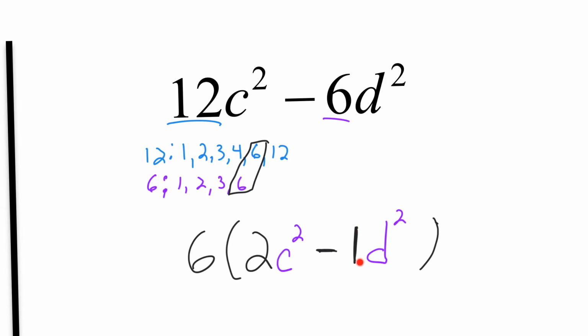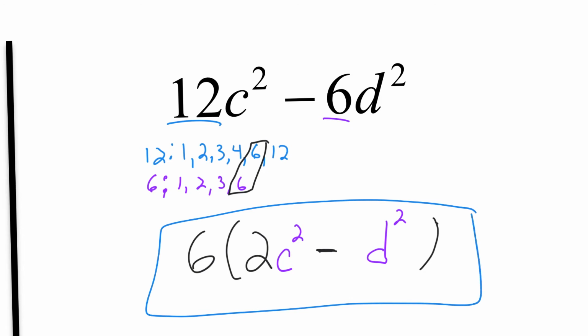Now you might be thinking, do we need that 1 next to the d? No, guys, you can erase it if you want to. You can leave it, but it's more common not to have the 1 next to the d. So my answer is actually all of this right here: 6 times 2c squared minus d squared. Now my GCF, greatest common factor, is the one outside the parentheses, which is 6, and you multiply those two.